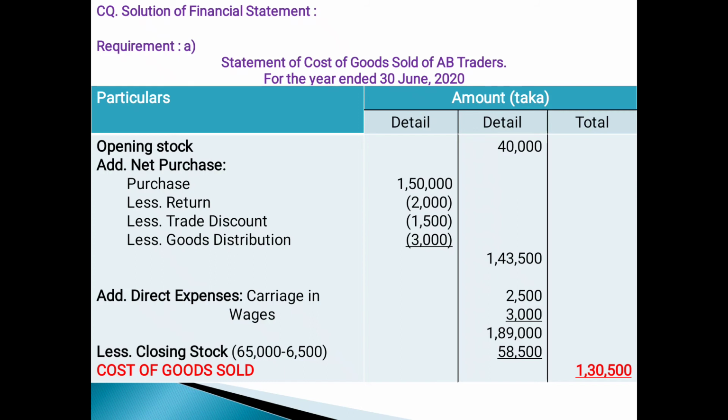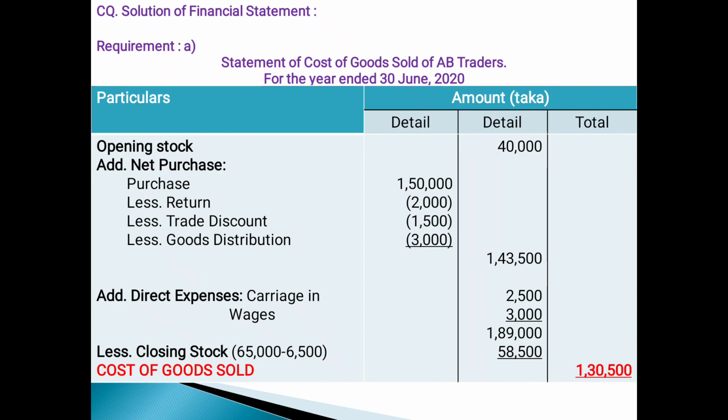Totally 4 heads are available in cost of goods sold. The first one is opening stock from trial balance, Taka 40,000. Add net purchase, which includes totally 4 items: purchase Taka 1,50,000 from trial balance, less purchase return Taka 2,000 from trial balance, less trade discount, that is business discount, Taka 1,500 from trial balance, less goods distribution Taka 3,000 from adjustment. At this moment, net purchase amount is Taka 1,43,500 in the middle column.